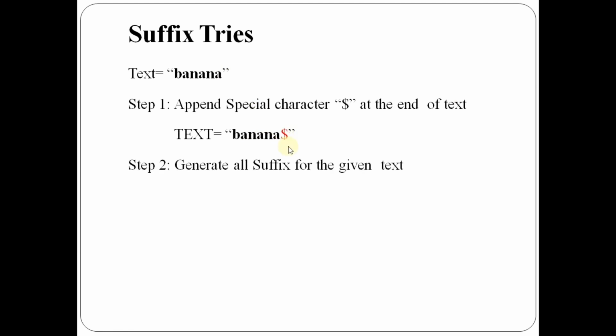Now, the second step is to generate all the suffixes for the given text. So, the suffixes for the given text, that is banana and dollar, these are all the suffixes. The first is banana dollar. For the second, we have already considered the character B, so we remove B and take the remaining characters. Then we remove the two characters, that is BA, then take all the remaining characters, and so on. This is how we form the suffixes for a given text.